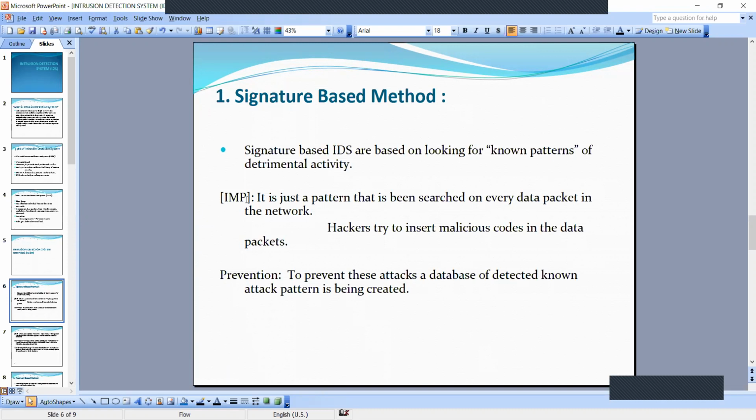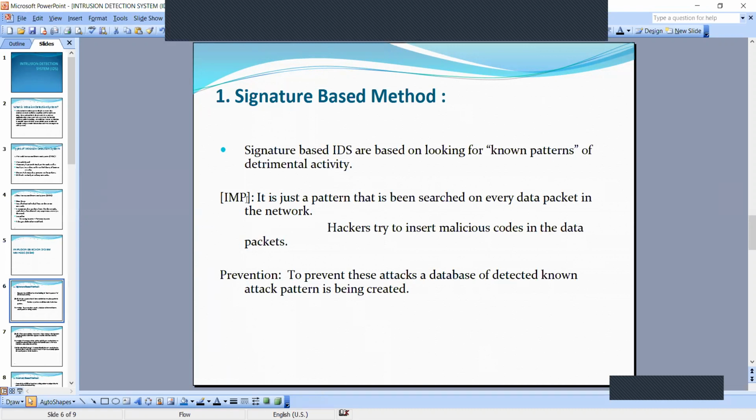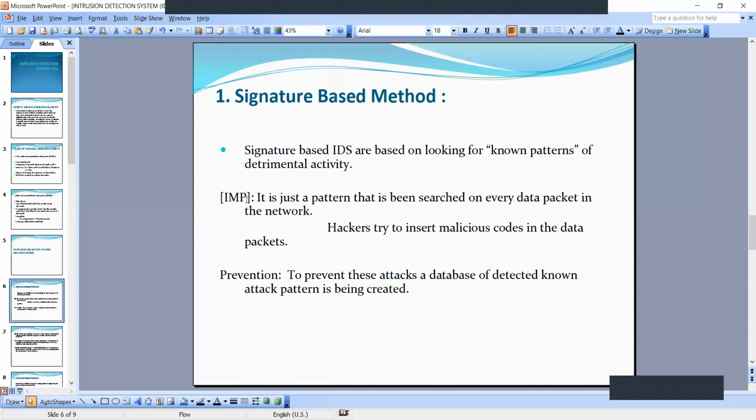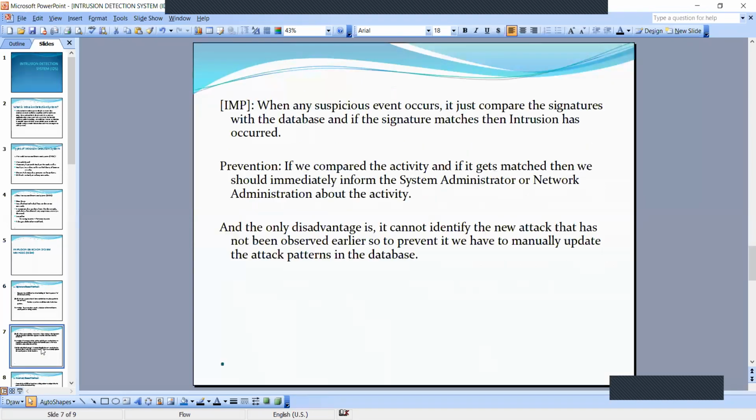In previous times, some hackers tried to attack that website, so their data was automatically recorded in that database. Whenever in future that hacker tries to attack that website or any other website, the database will compare it, and if it matches, it will automatically ban that hacker. There are more points, but I have mentioned only two. When any suspicious event occurs, it compares the signatures with the database, and if the signature matches, then an intrusion has occurred.